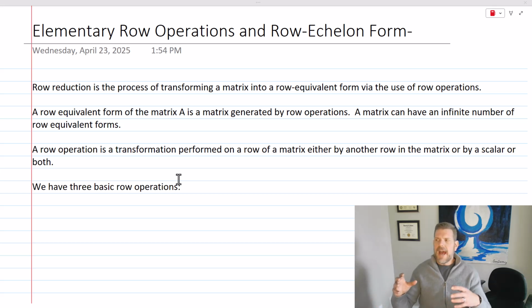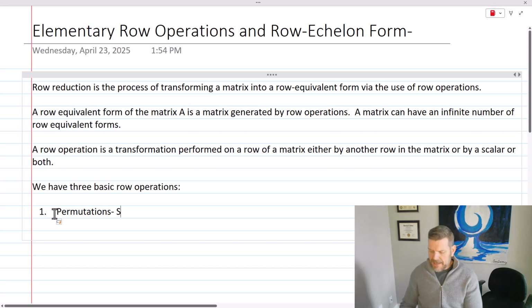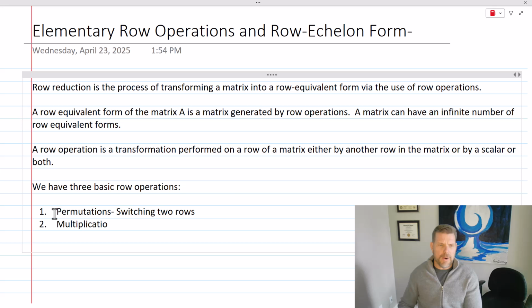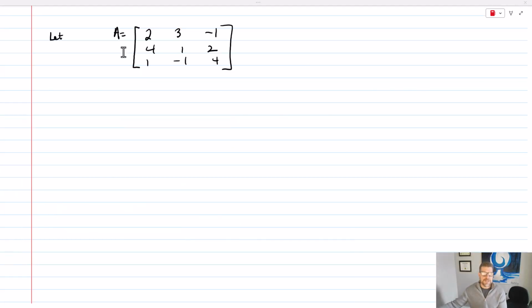So let's take a look at row operations in a little bit more depth. We have three basic row operations. The first one is called permutations, and that's switching two rows inside of the matrix. The second one is called multiplication, and that is multiplying one of the rows by a scalar multiple. The third one is called addition, and this is adding a scalar multiple of a row to a scalar multiple of another row. So let's look at some examples of these row operations.